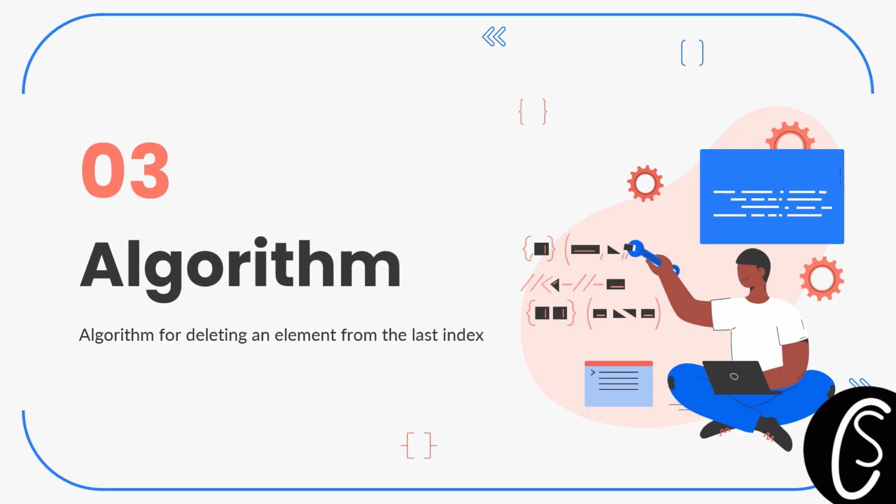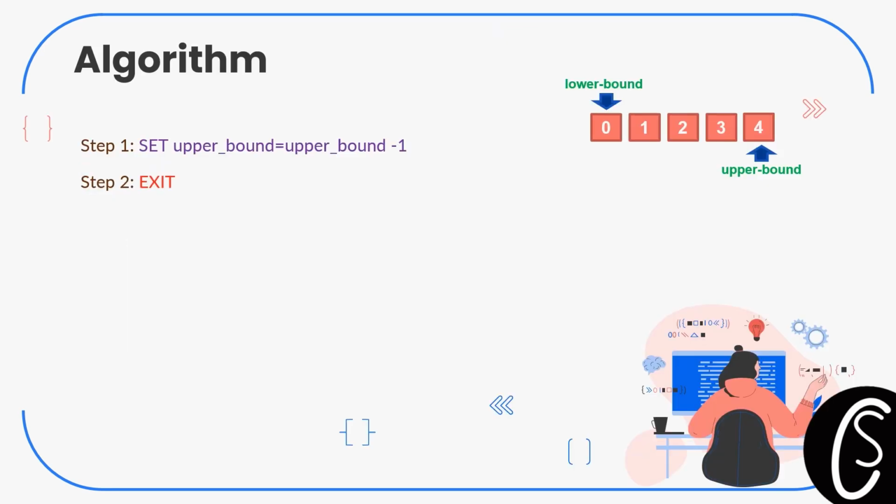Here, we will learn about the algorithm to delete an element from the last index of the array. The algorithm for deletion is simple. Just change the upper bound of the array. The upper bound refers to the last index containing a value. Here in the algorithm, we can see that in the first step, we set the upper bound equal to upper bound minus 1. In the second step, the program terminates and the element is deleted as there is no information about the last index.